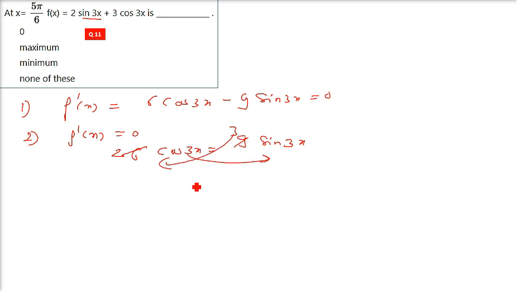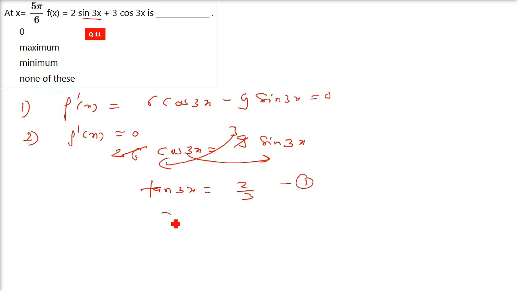Now you tell me, what are you going to get? Because when you put this equal to 0, the x value you get is the point of minimum or maximum. So at a certain point x, you are going to get some minimum and maximum value. But this question is saying at x equals 5 pi by 6, this function has a value which is minimum, maximum or what?